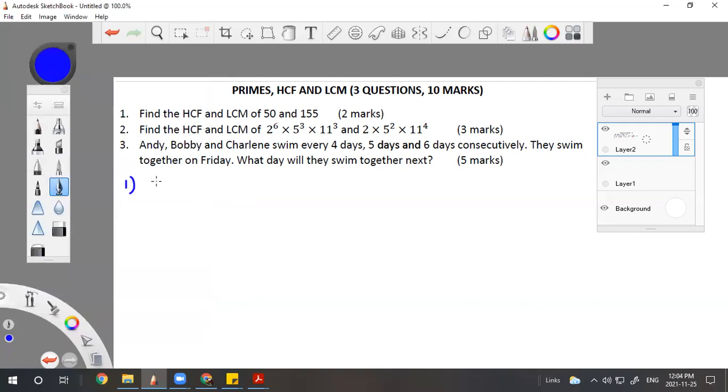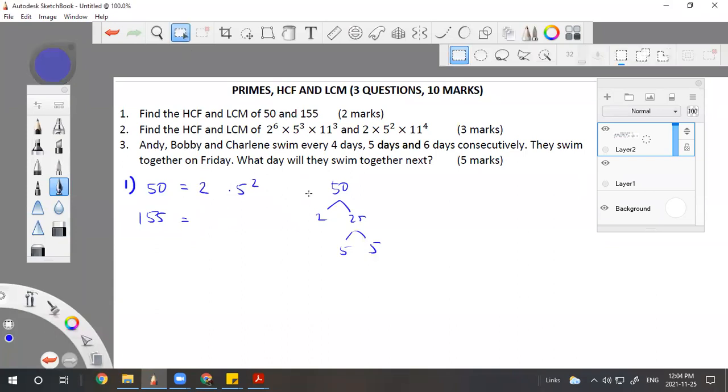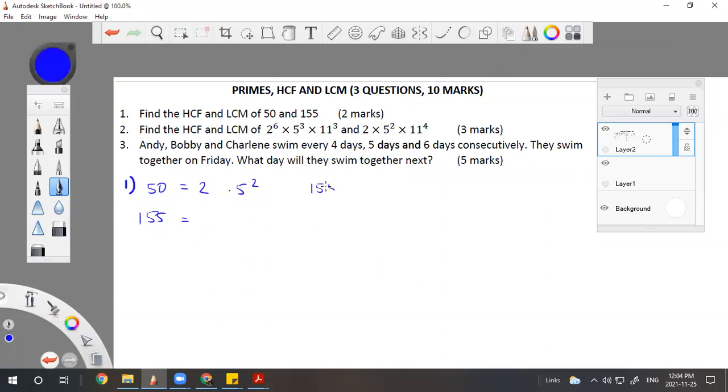So let's try to do it one by one. Factor tree for 50 and 155. For 50, you put 2 and 25, then 5 and 5, right? That's what you get: 2 times 5 squared. And then how about 155? I'll delete this and try 155. I think of 5 and 31, right? 31 is a prime number, so 5 times 31.